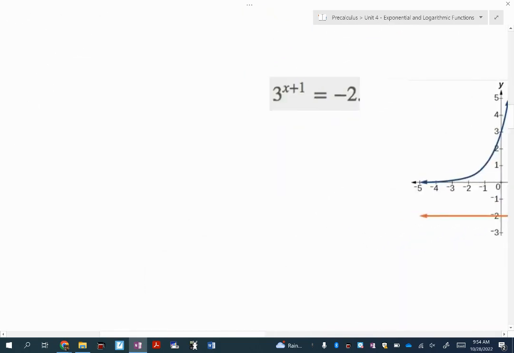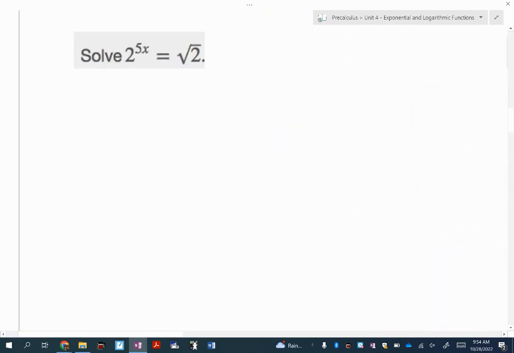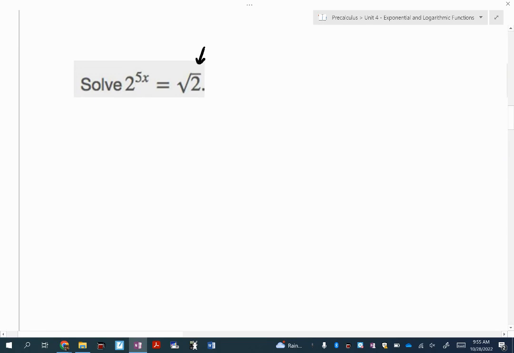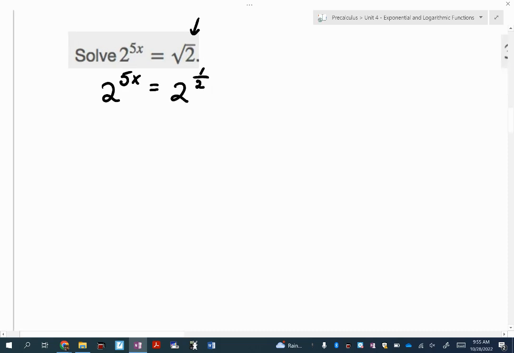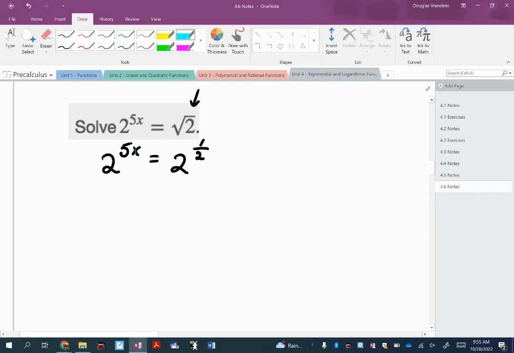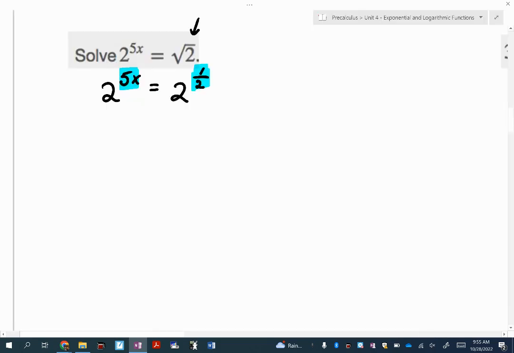Let's do one more like this with a little bit of a twist. Remember, I've been saying this now, I think this is like the third lesson in a row. When you have something that is a radical, you can rewrite it as 2 to the power of 1/2. So now they have the same base, so I just want the exponents to be equal to each other. So 5x is equal to 1/2.